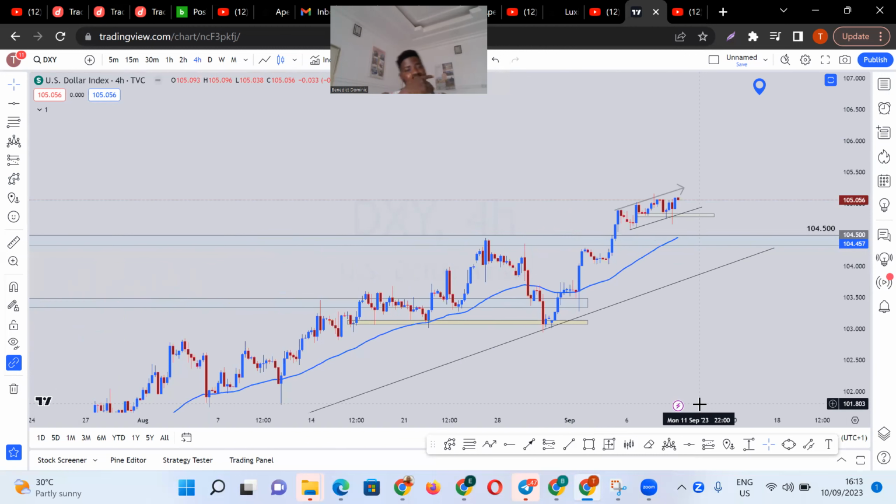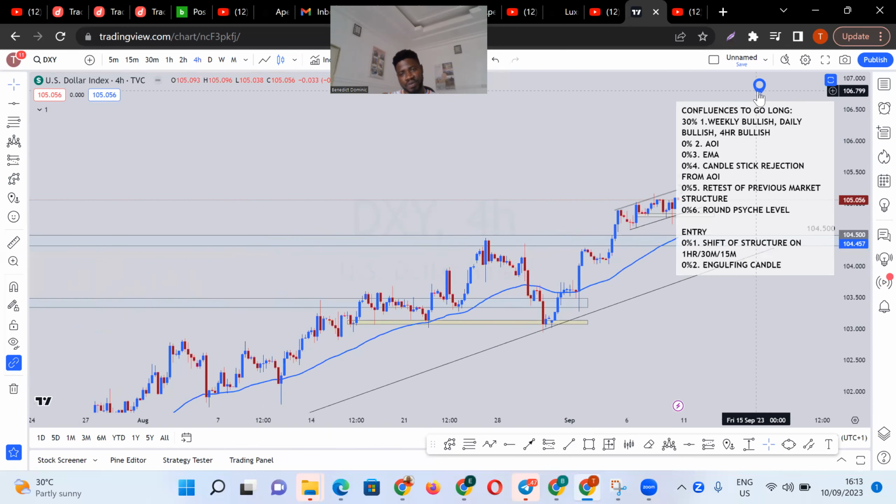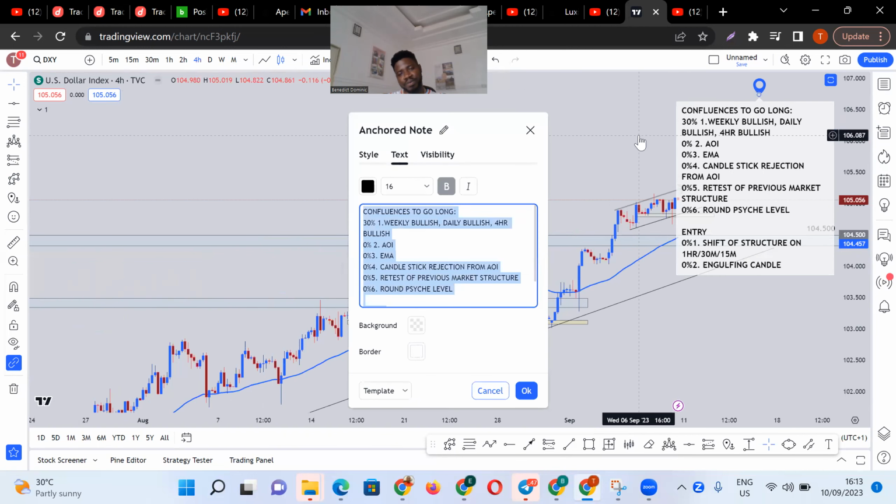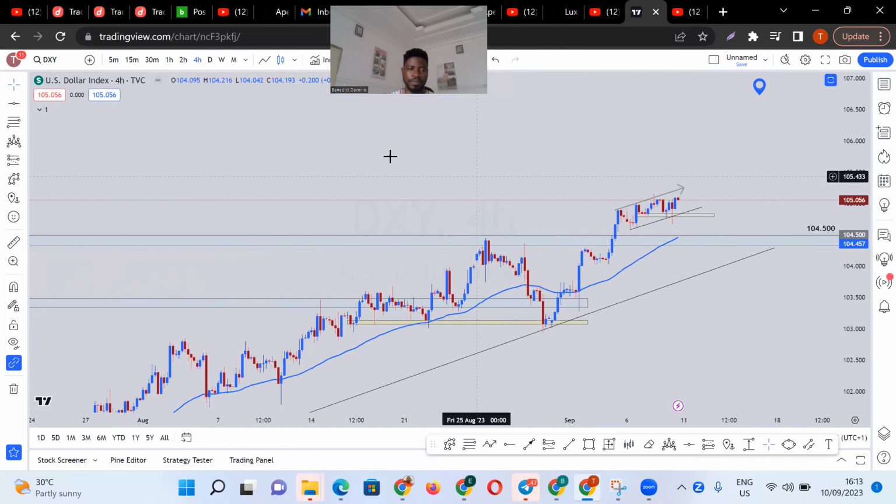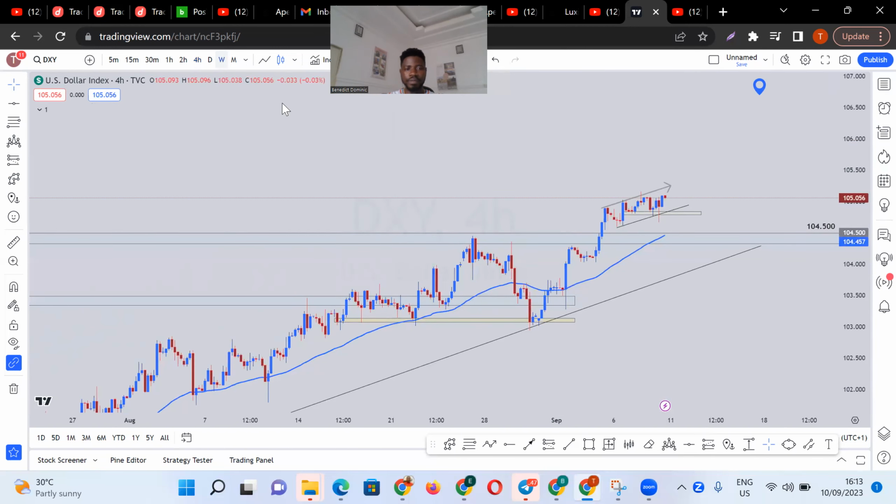So what this means is pairs that are quoted to USD should be bearish. That is what this means. If you go to my stuff, you will see how I put it: weekly bullish, daily bullish, 4 hour time frame is bullish.